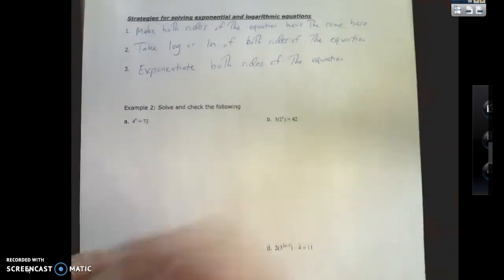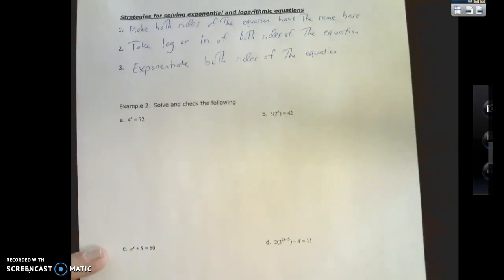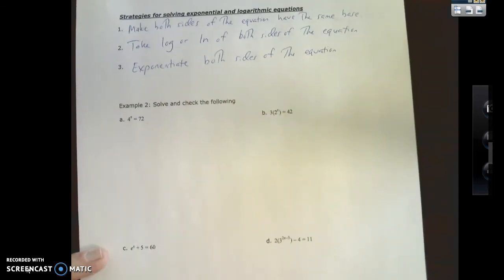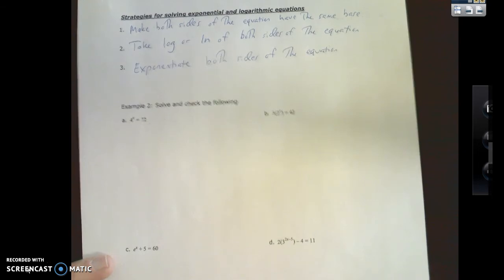4 to the x equals 72. Is there a way I could rewrite 72 so that it has a base 4? Hopefully you're all shaking your head no. 4 times 4 is 16, times 4 is 64. It's not going to give me 72.